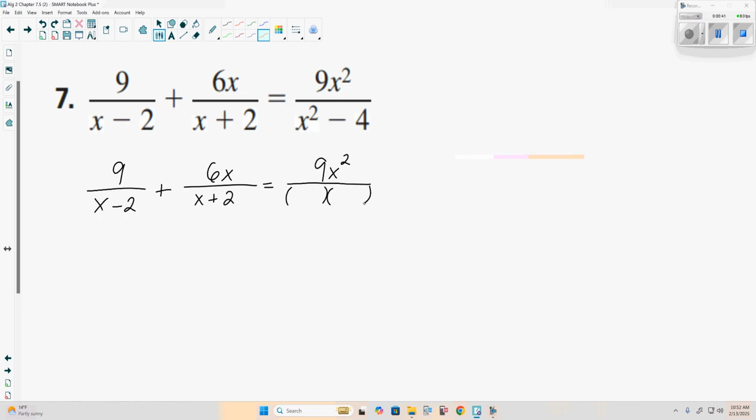Now, the first thing we need to do with any of the solving is to make sure all the denominators are factored as far as possible. Our x squared minus 4 is a difference of perfect squares, so it'll factor to x plus 2 and x minus 2. And that helps us make sure we don't have any additional factors when multiplying through.